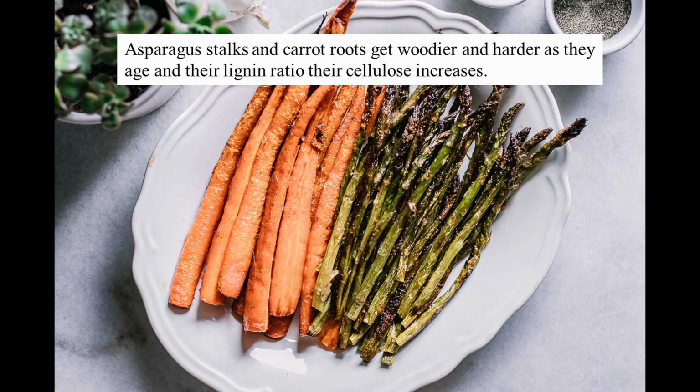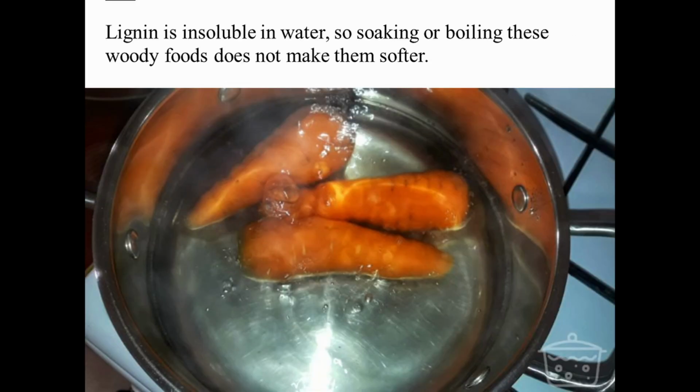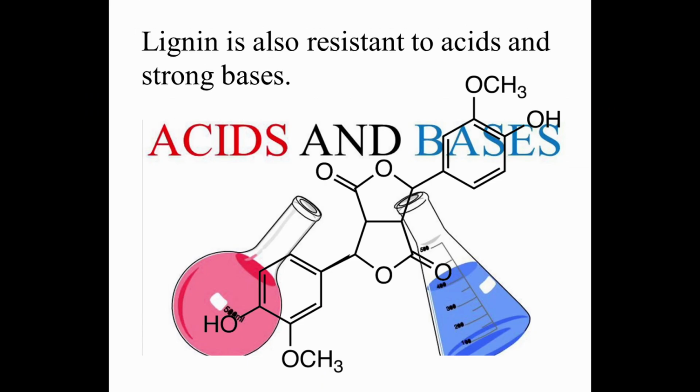Even edible plants like asparagus stalks and carrot roots get woodier and harder as they age, and the lignin ratio in their cellulose increases. Lignin is insoluble in water, so soaking or boiling these woody foods does not make them softer. Lignin is also resistant to acids and strong bases.